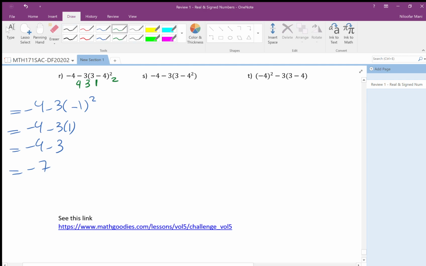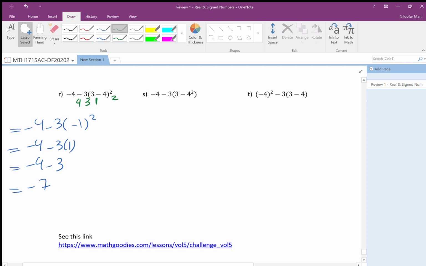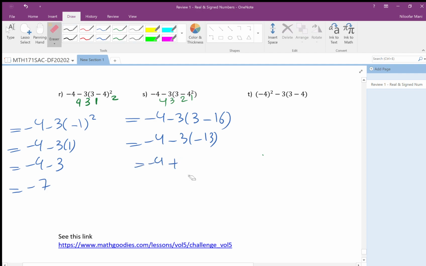How about the next? Yes, I know bracket first, but inside the bracket I have exponent first, because inside the bracket I have to follow PEMDAS as well. So here this one is first, and this one is next, and then when I am done 3, and then 4, and then I do minus 4 minus 3 times minus 16, which is minus 4 minus 3 minus 13, which is minus 4 plus 40, 39, if I am right. Yes, and this is 35.